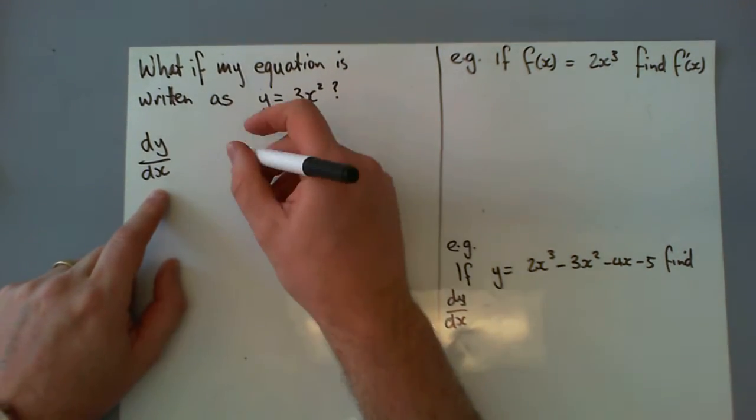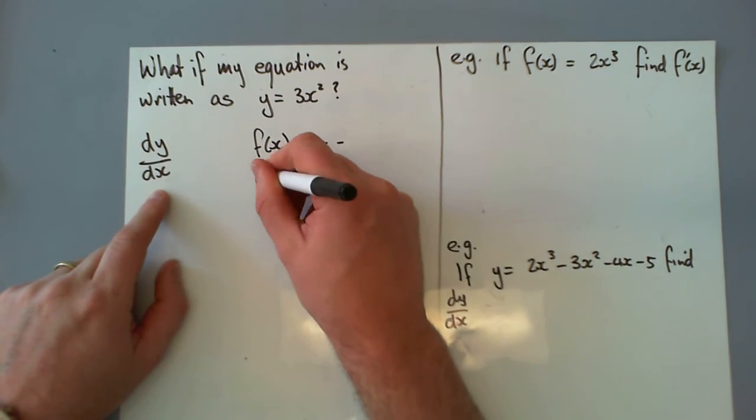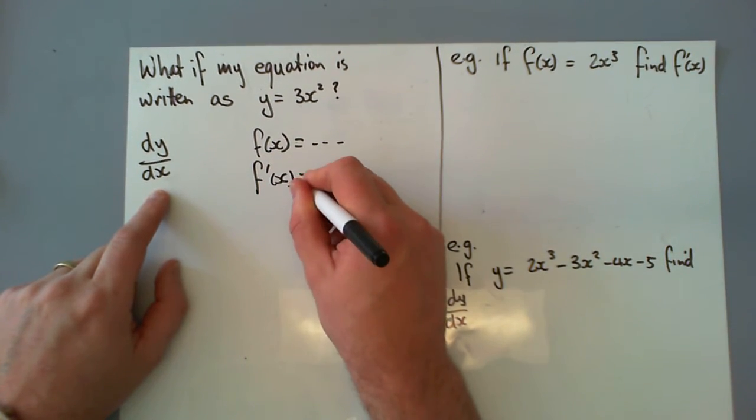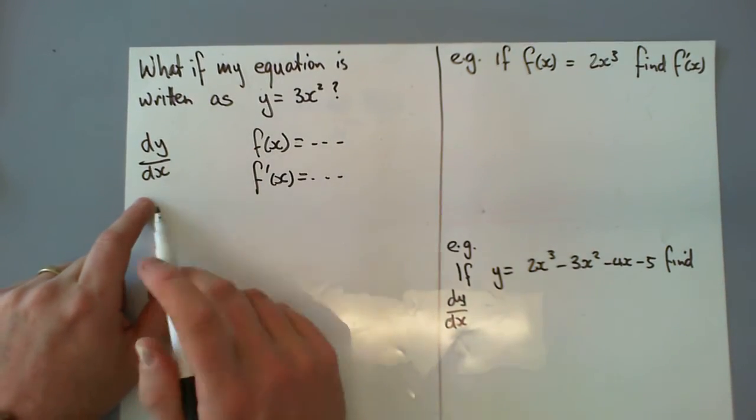So if our function is f of x equals something, then our derivative is f dash of x. If we've got y equals something, then our derivative is dy dx.